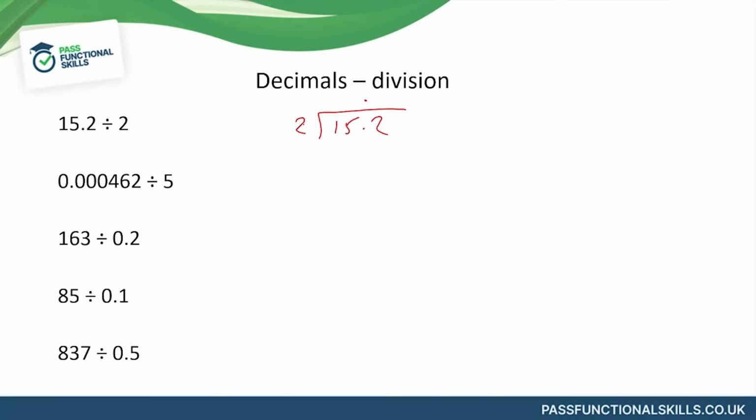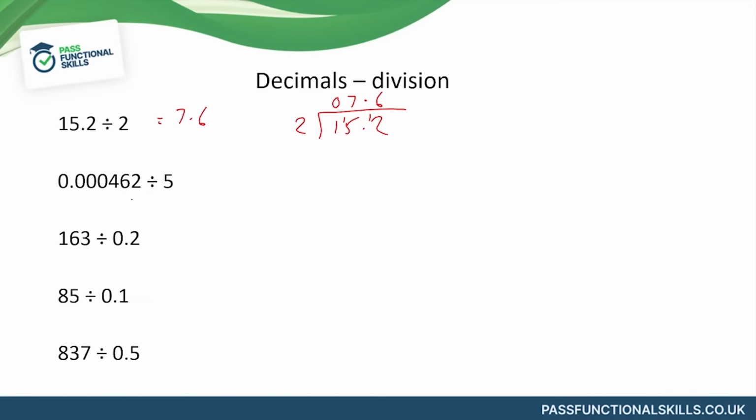So 1 divided by 2 can't be done, so 0, move the 1 across. 15 divided by 2 is 7 with a remainder of 1, and 12 divided by 2 is 6. So the answer here is 7.6.